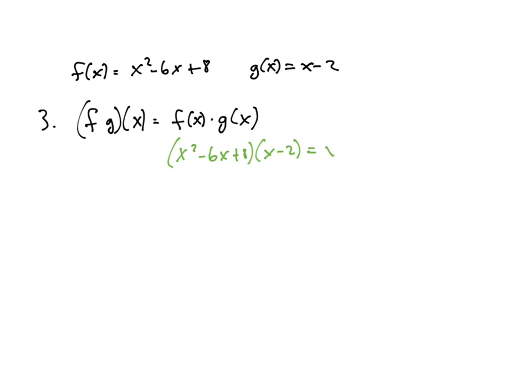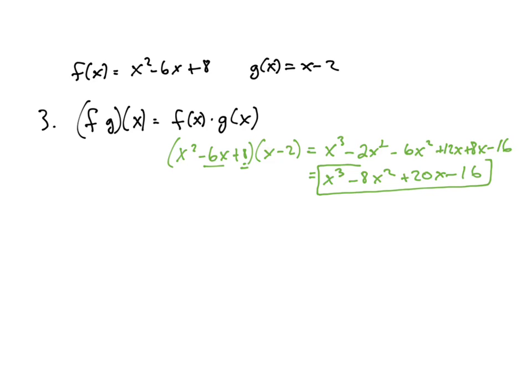So x squared times x is x cubed. x squared times negative 2 is negative 2x squared. Now multiply negative 6 times each term, so negative 6x squared plus 12x, and then 8 times each term, so plus 8x minus 16, and then we can simplify some like terms. x cubed minus 8x squared plus 20x minus 16. So that's what we would have here for fg of x.